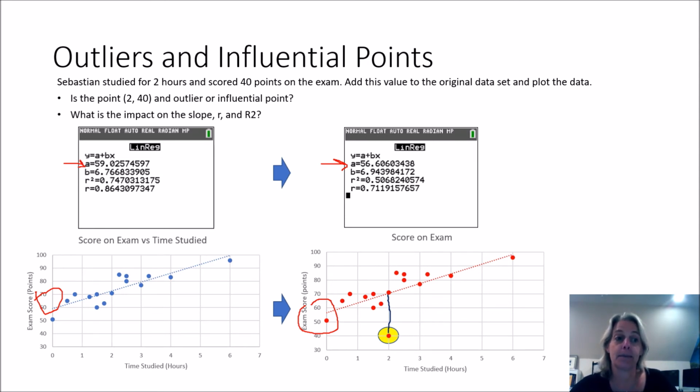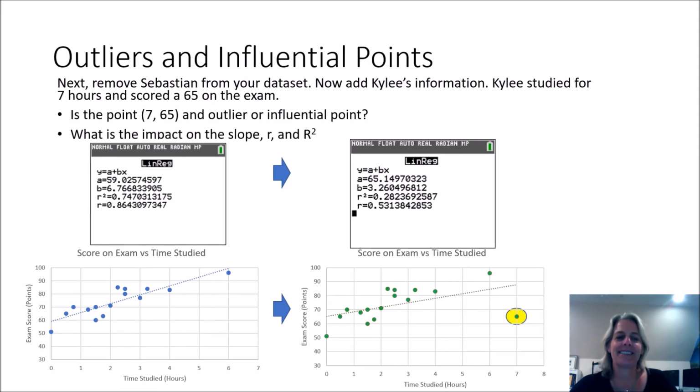So let's compare Sebastian to if we add Kylie's data. Okay, so now I went and I took Sebastian's data back out. I'm starting again with my original data set that we started with, and I'm going to add Kylie's information.